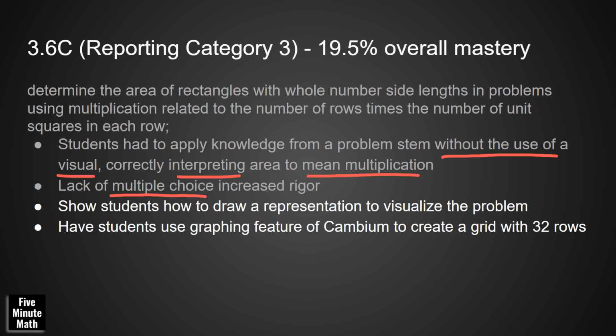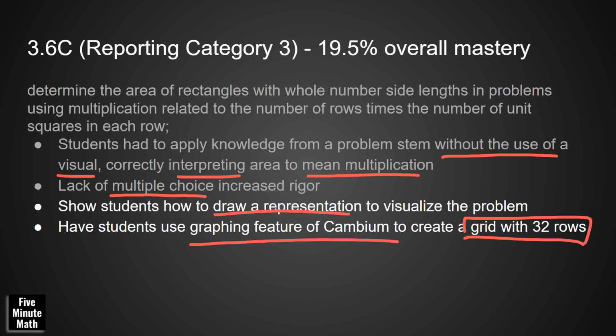So these two bullet points down in white are going to then show us what we as educators can do to help our students with this type of problem. First, we need to help them draw a representation to visualize the problem. It might seem super simple, but that should be the first thing they do on any problem. Draw a representation, whether it be a strip diagram, number bond, number line, just rectangles, squares, whatever it happens to be. And then they need to use this graphing feature here of Cambium to create a grid with 32 rows.